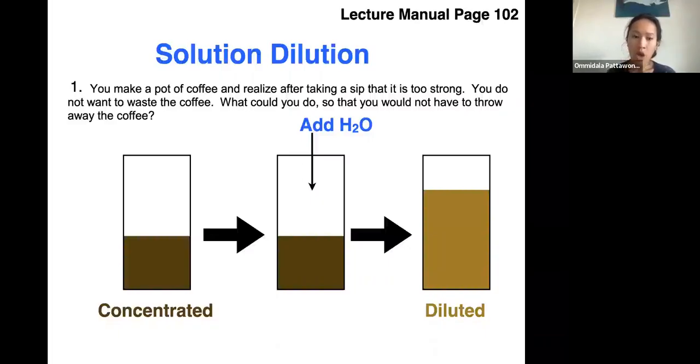The same way here. When you have a concentrated solution, if you add more water, which is the solvent, you are going to end up diluting that solution. The concentration is going to be more diluted at the end.